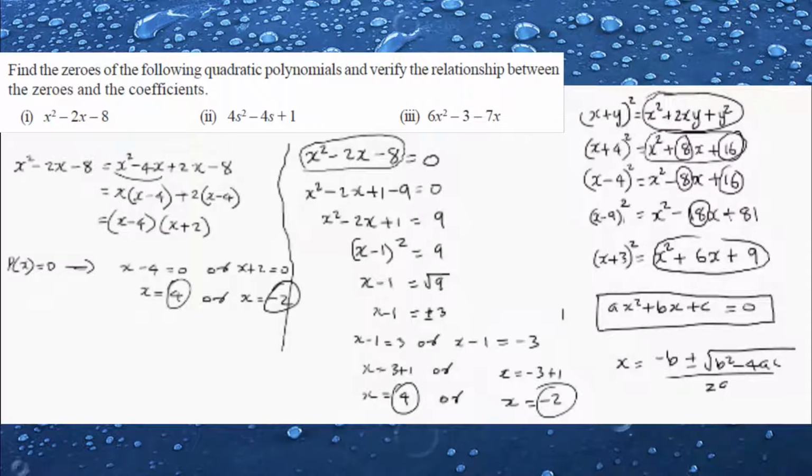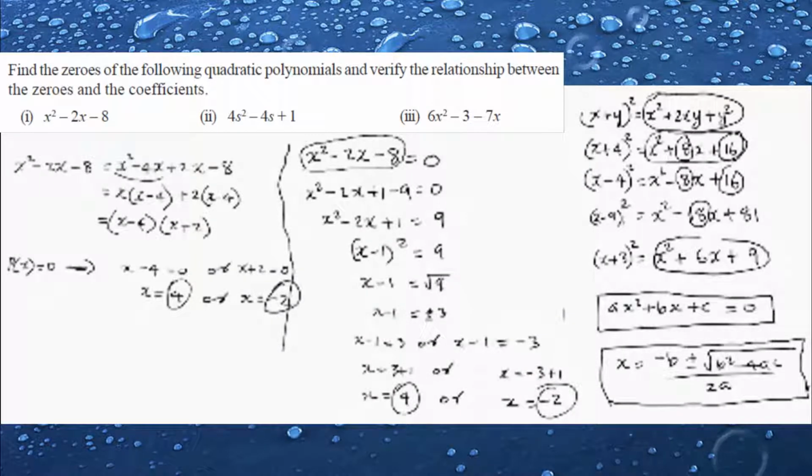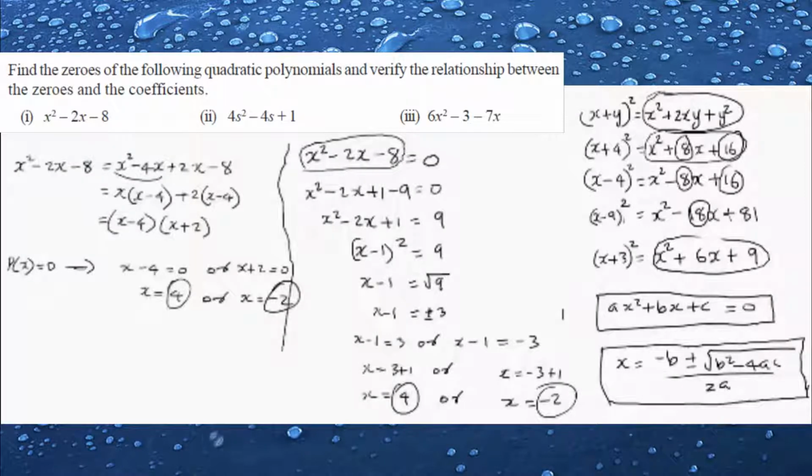Have you seen this before? Yes or no? No. Okay. Anyway, in the 4th chapter, quadratic equations, you will study this formula.